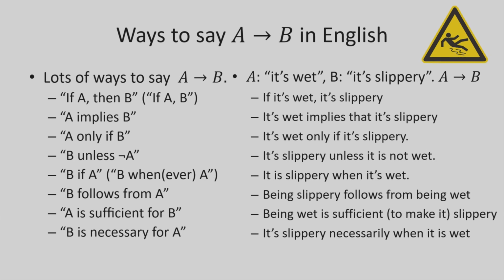If you want to be more formal, you could say A implies B. This is how we read that arrow, the implication. And this is how you would typeset this arrow, by the way, if you are using some of the software packages. You could say, it's wet implies that it's slippery. If it's wet, it must be slippery.